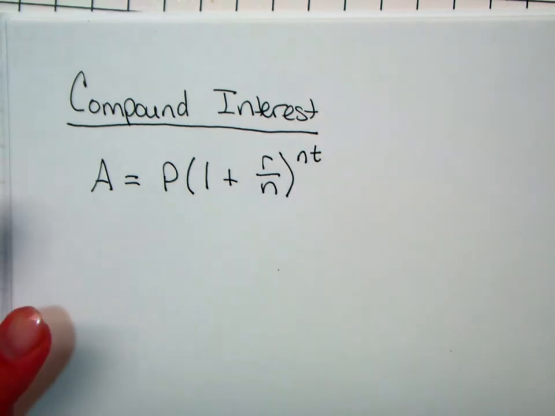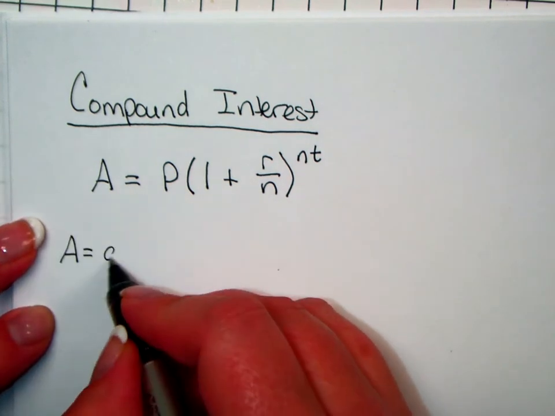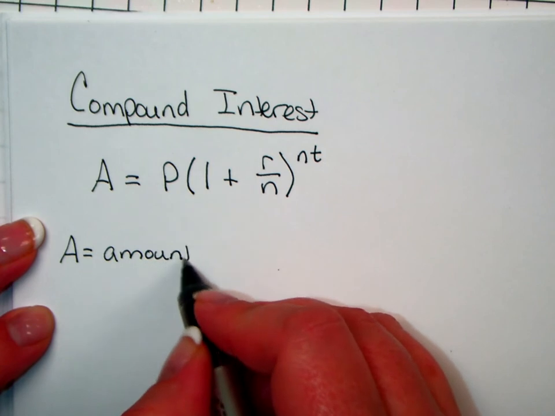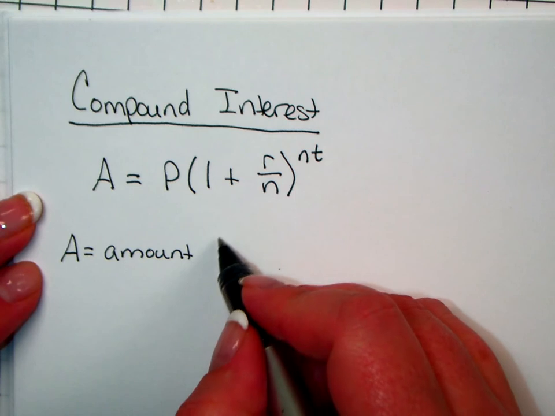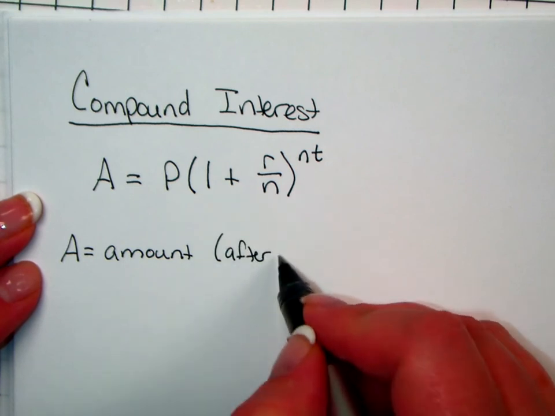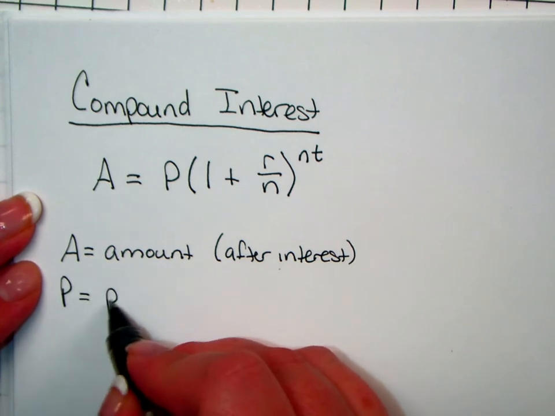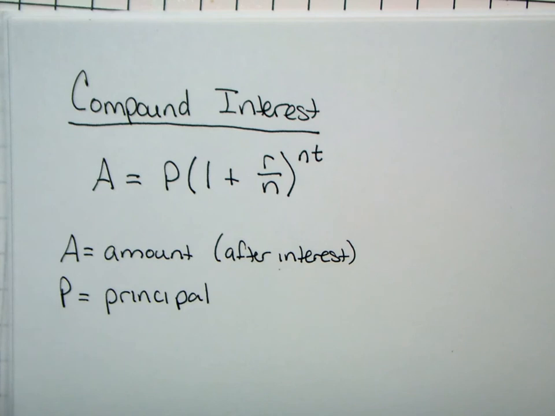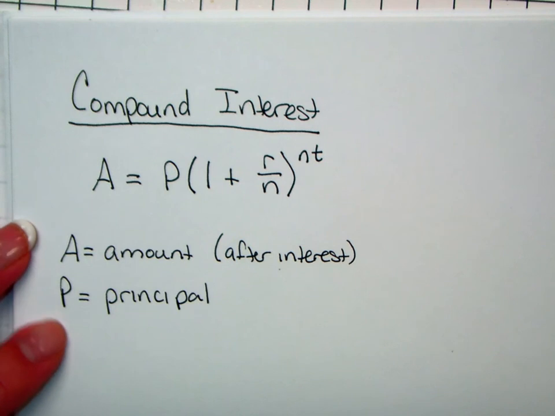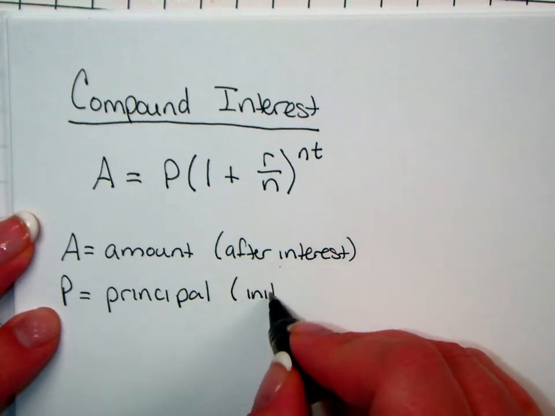Right? So there's a lot of variables here. What do these stand for? A stands for an amount. This amount is after the interest has been added. So the amount in the account after interest. P stands for principal. This is the initial investment. Okay, so you're going to put $100 in the bank. You're going to let it accrue interest. That interest can be added, and you get the amount after a certain amount of time. So this is the initial investment.